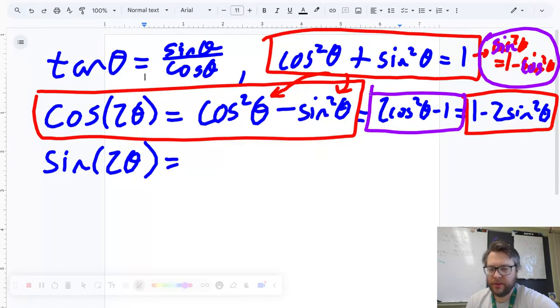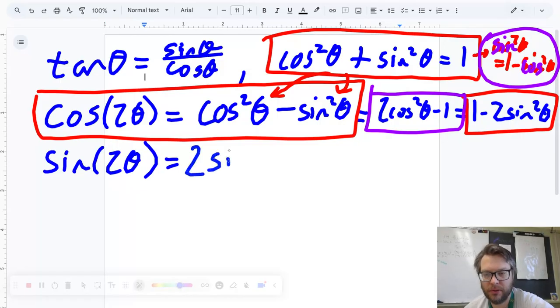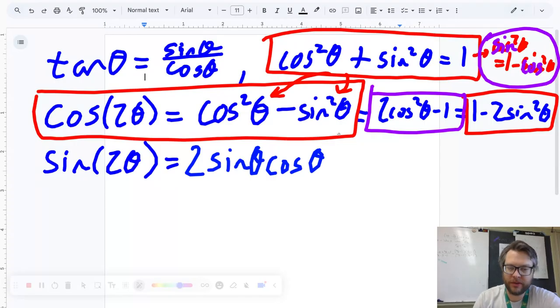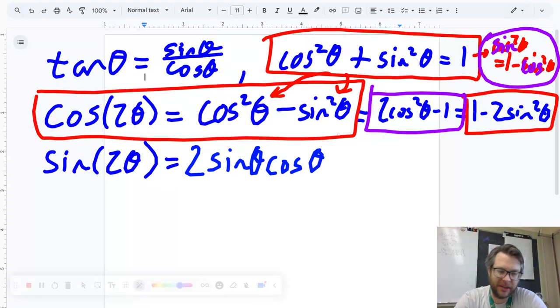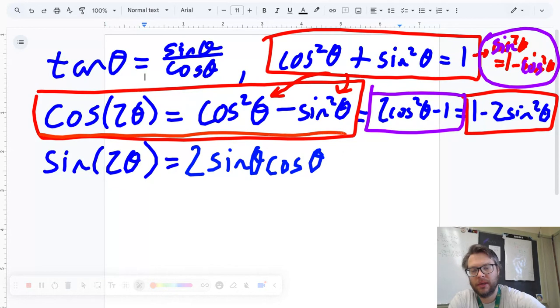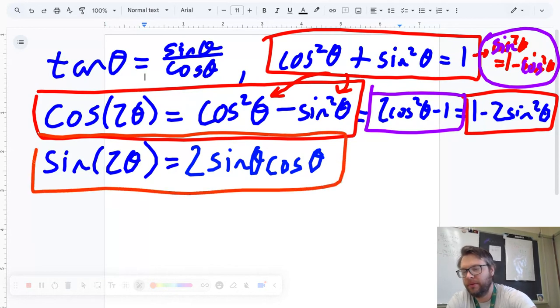Now sine of 2 theta also has a nice formula, which is just 2 sine theta cosine theta. And again, these are things that we can prove by drawing some triangles and finding the areas of them, or just looking at the angles. But for the purposes of this video, for the purposes of the test, these are just things that you are assumed to know to be true. You're not going to have to prove them. You just pull them out of your formula packet and use them.